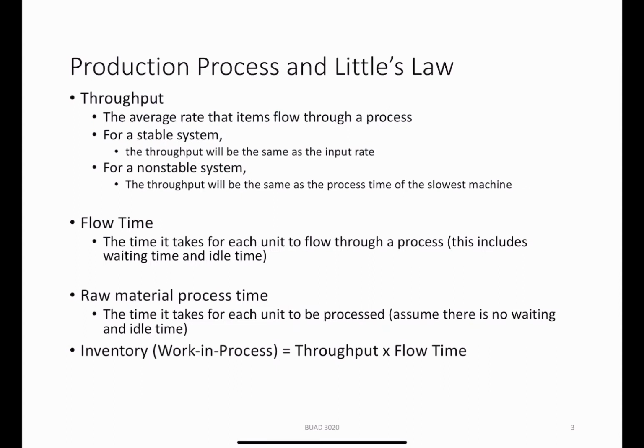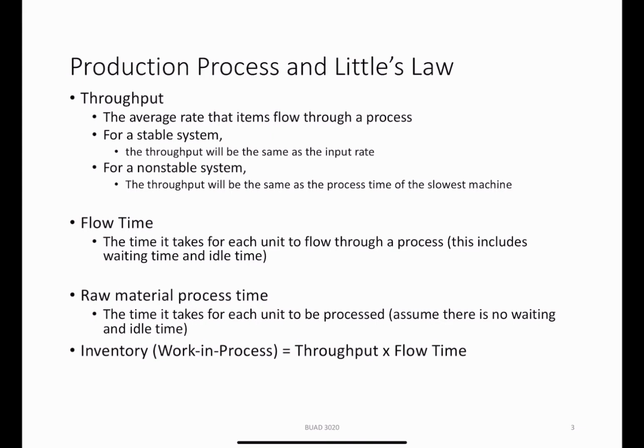And there are also other terms that you should know when we are talking about the production process. The first one is the throughput. The throughput tells us the average rate at which items flow through a process, essentially the output rate. For a stable system, the throughput will be the same as the input rate. And for a non-stable system, the throughput will be the same as the process rate of the slowest machine. We will talk about what a stable system and a non-stable system mean later.